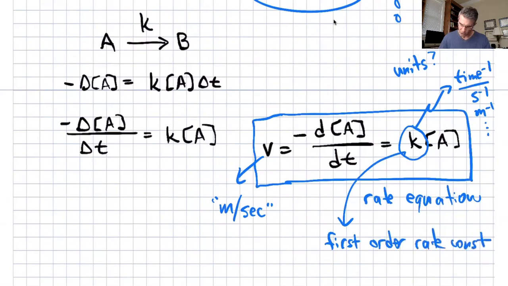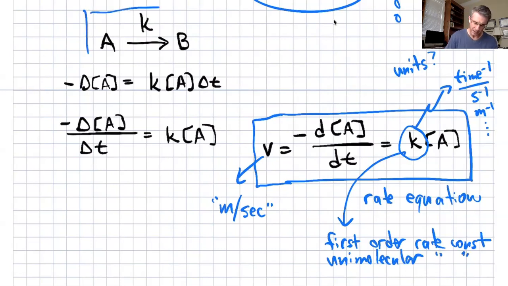Sometimes this is also known as a unimolecular rate constant. And that makes some sense because our basic process here is just the conversion of one thing into another, right? There's no binding on it. It's just basically a unimolecular process. And you guys hopefully kind of remember that.